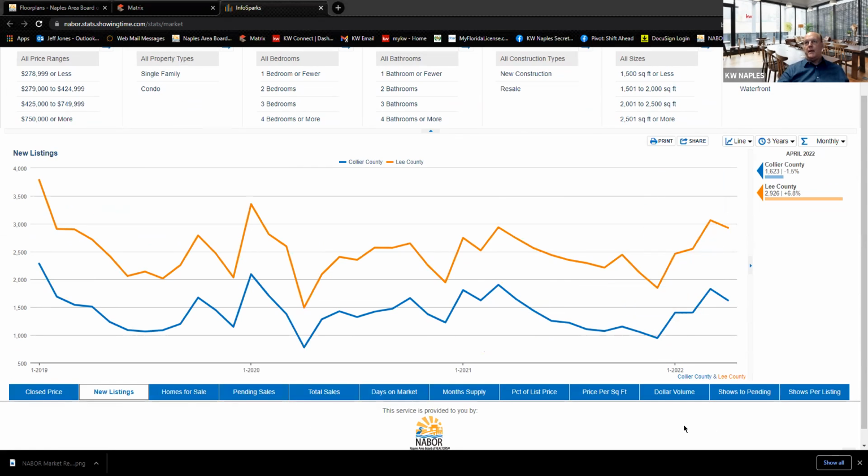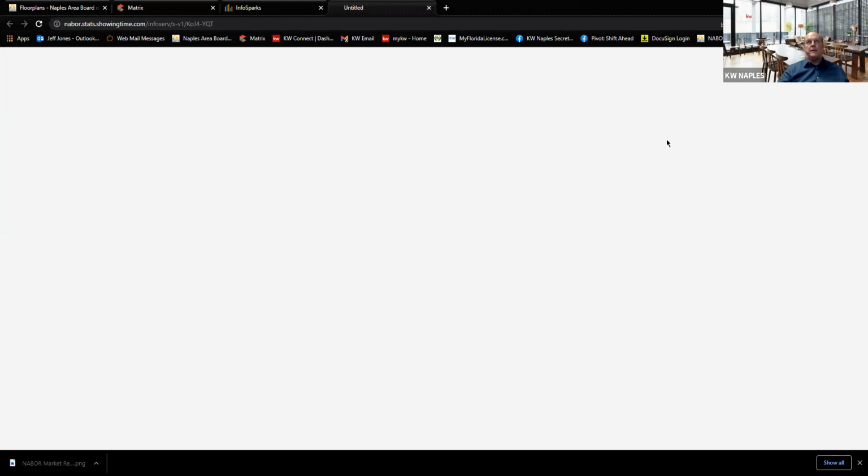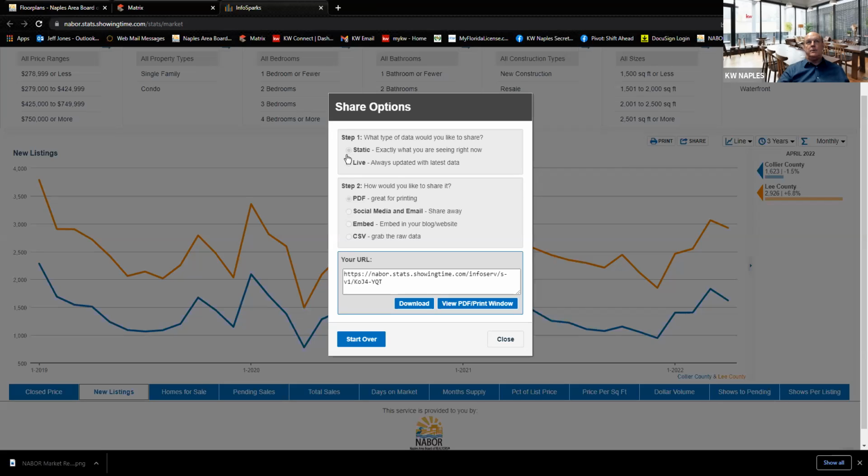So what you can do is, if you see something here and you want to print it, you can make a nice little printout. It's a PDF. You can send that to your customer. It's got your name on there and everything. So it's a nice little printout.